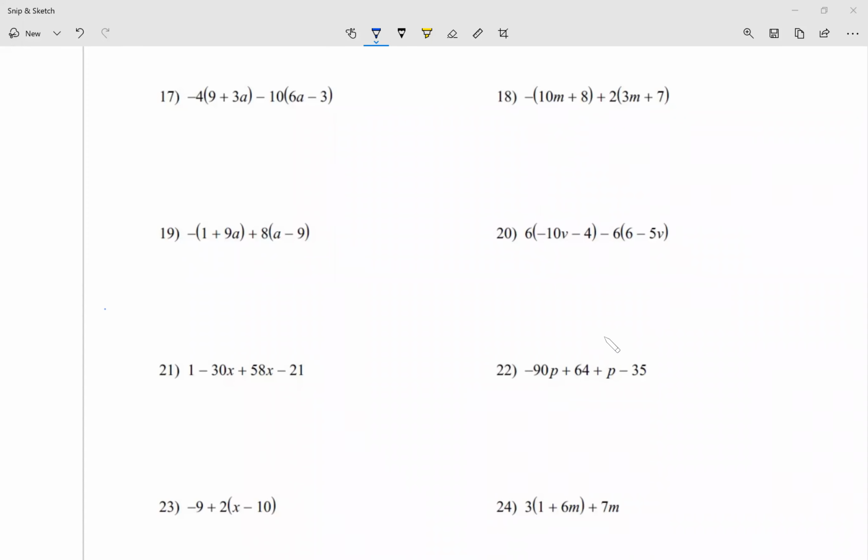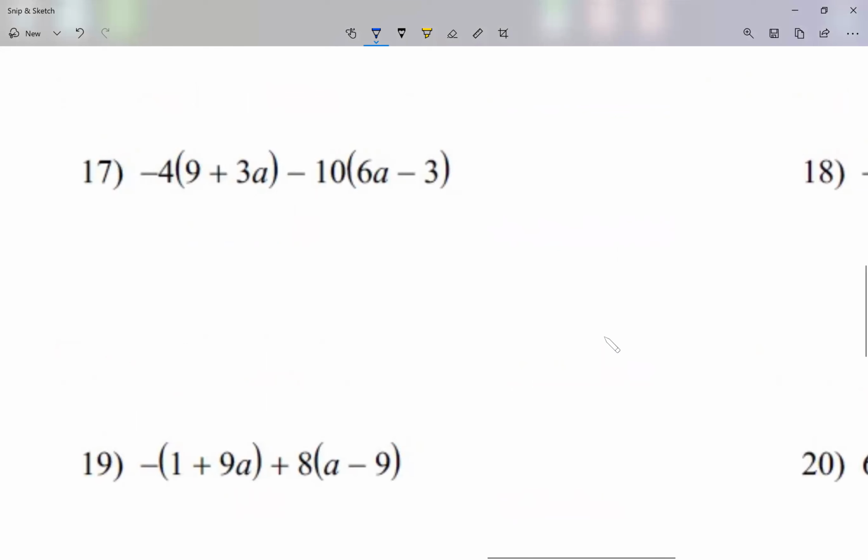Okay, so let's take a look. Today I'm going to be working questions 17 through 20, dealing with two parentheses. The first thing we have to do, the instructions say, is simplify each expression. First thing we have to do is get rid of parentheses. So let me zoom into question 17.